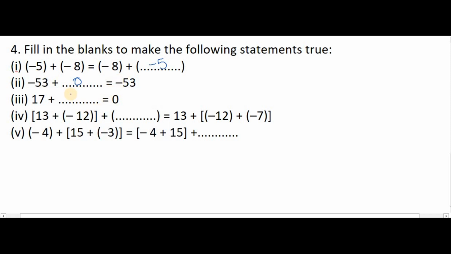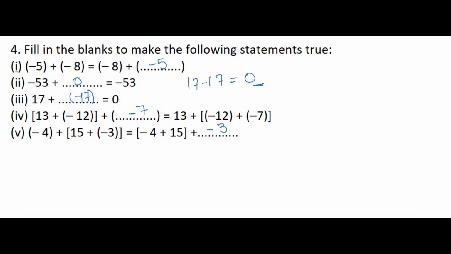So 17 plus of -17 will give you 0. Why only -17? 17 minus 17. If you subtract a number from the same number, then only you'll get 0, right? So that is the reason here. So 13 is there, -12 is there, and which is missing? -7 is missing here. -4 plus of 15 plus of -3 is equal to -4 plus 15, and which is missing here? -3 is missing here. Okay, because whatever number is missing from LHS and RHS, you have to check and you have to write.